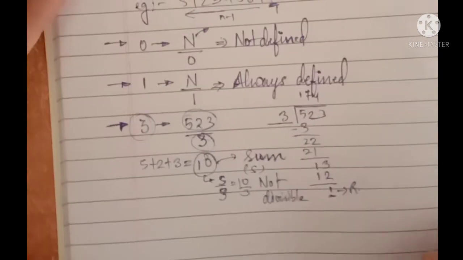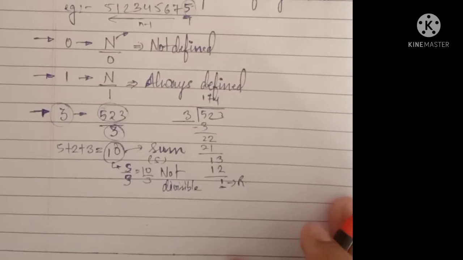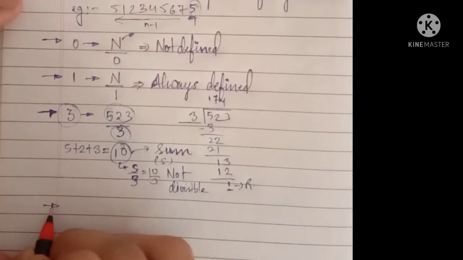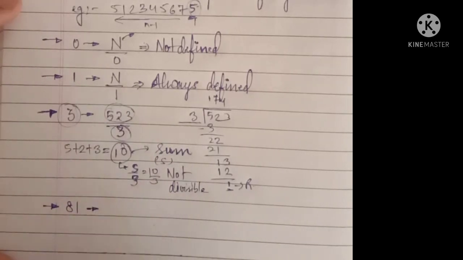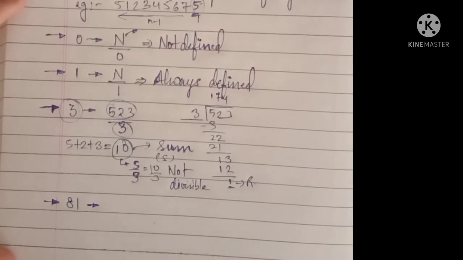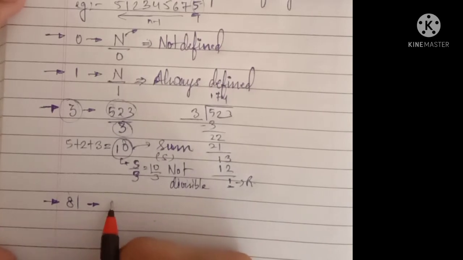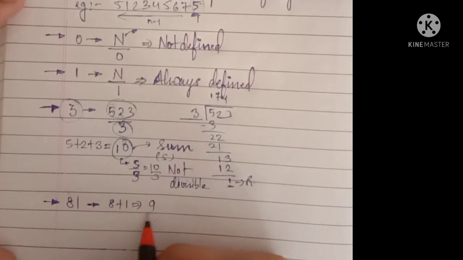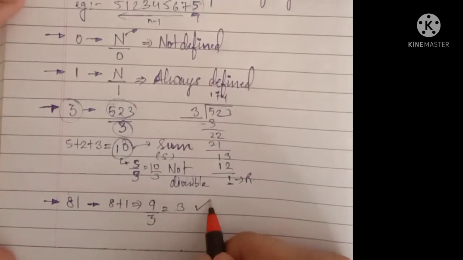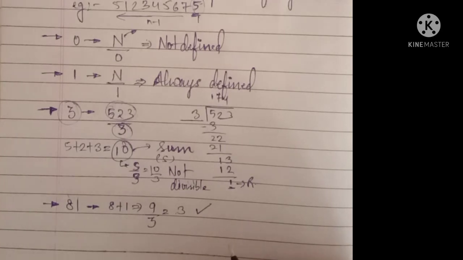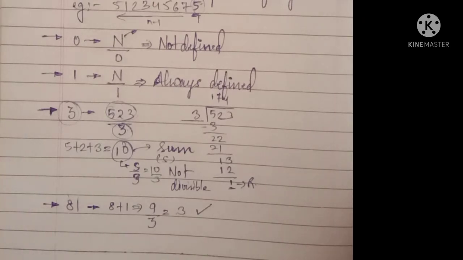Clear? Let's take another example based on 3, like 81. What our concept says is you need to add the digits. This is a 2 digit number, so 8 plus 1 is 9. 9 divided by 3 is 3, yes, it is divisible by 3. 3 nines are 9. So this number is definitely divisible by 3. Whatever number is given, you only need to add the digits and check whether the sum is divisible by 3. If yes, then confirm.